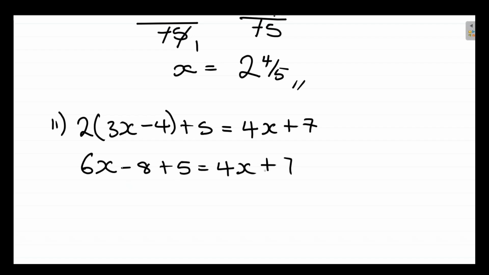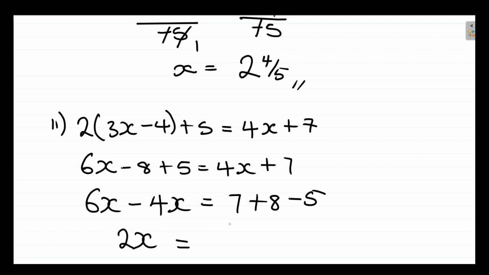So 4x will cross the equality sign and it becomes negative 4x. So our equation becomes 6x minus 4x equal to 7 plus 8 minus 5. Because when the 8 crosses the equality sign, it becomes positive 8. And when 5 crosses the sign, it becomes negative 5. Now 6x minus 4x is equal to 2x. 7 plus 8 is equal to 15. 15 minus 5 is equal to 10.